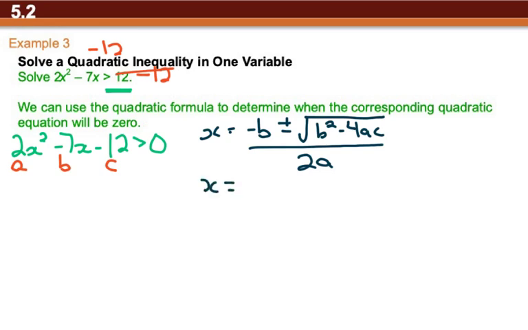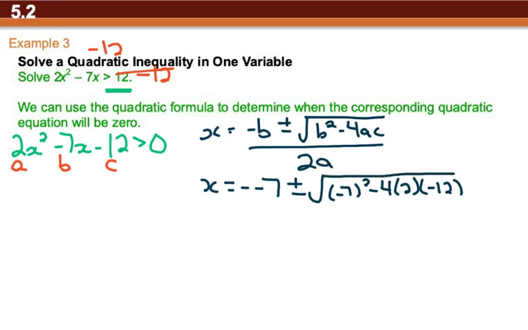Substituting in, negative b would be negative 7, which, yes, will be 7 in the end, but I'm just going to write out every single step for the moment. B squared would be negative 7 squared minus 4a, which is 2, c, which is negative 12, and that's all divided by 2a, and a is 2.